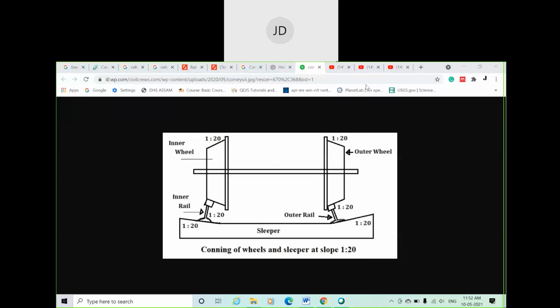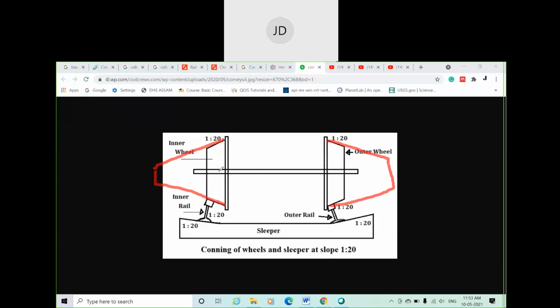First of all, you have to understand what is coning of wheel. Coning of wheel means we are giving a slope. We're making a cone. So if I draw the cone here again, I'll show you. It is given a conical shape. This is a basic diagram of a wheel. This wheel part is a part of this cone, and the cone is 1 in 20. We have already discussed the advantages of the cone.